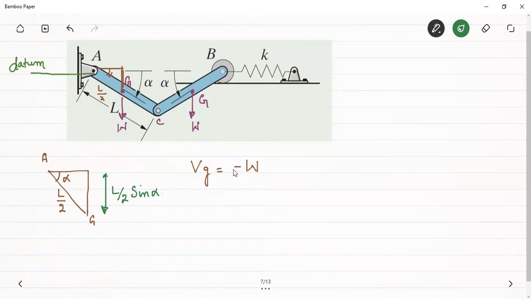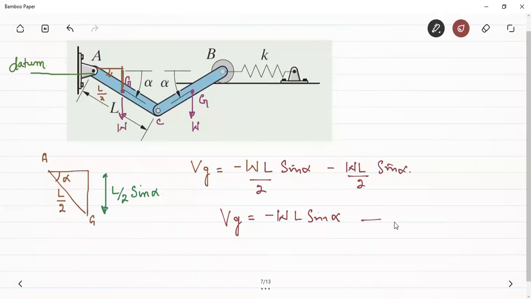And one can clearly see from this right angle triangle, it will be equal to L by 2 sine alpha. And since this is downwards, we have to take a negative sign with the gravitational potential energy because the center of gravity is below the datum plane. Therefore, the gravitational potential energy of this bar AC will be minus WL by 2 sine alpha. And the same will be for the bar BC. For the bar BC, the gravitational potential energy will again be equal to minus WL by 2 sine alpha. So the net gravitational potential energy of the combined system will be minus WL sine alpha. So this is the gravitational potential energy term.